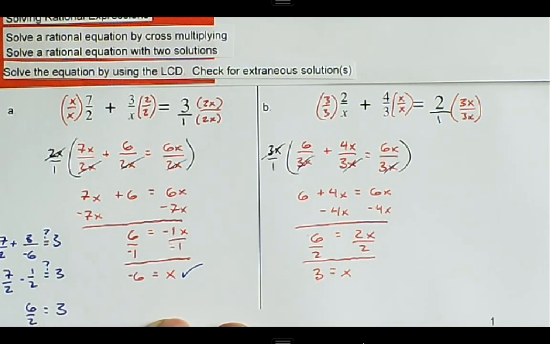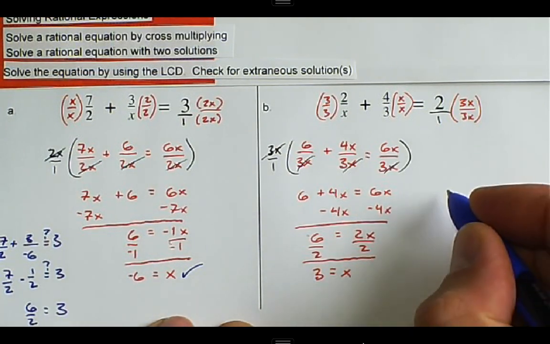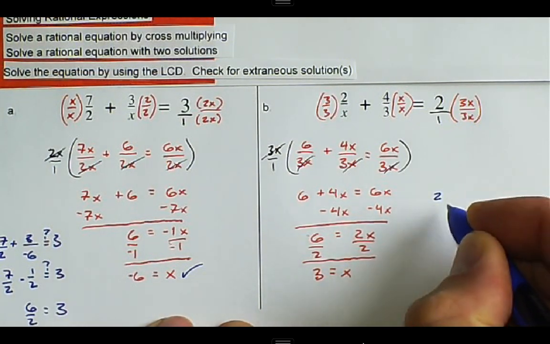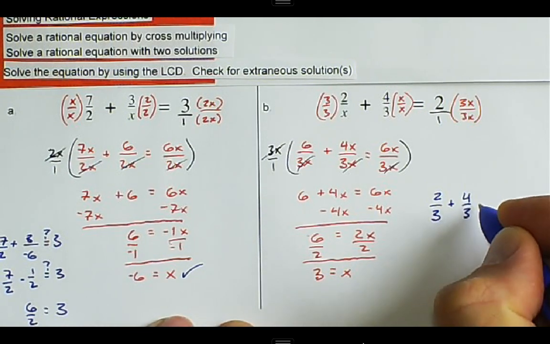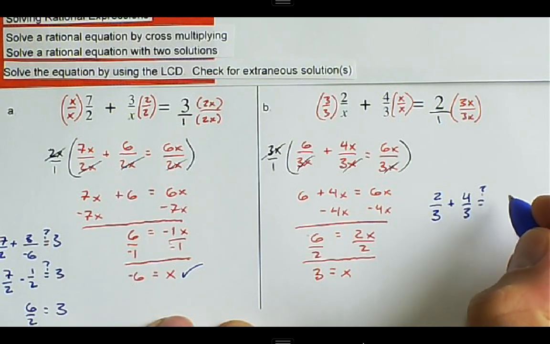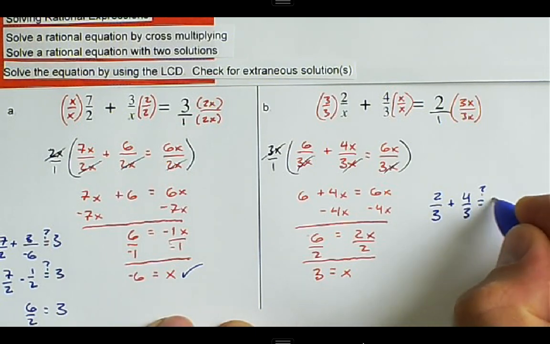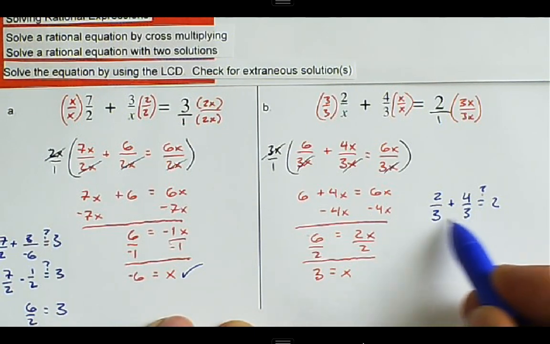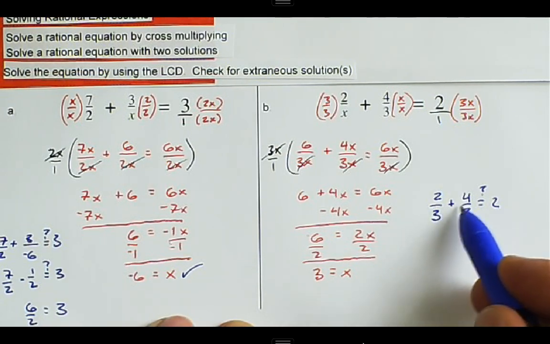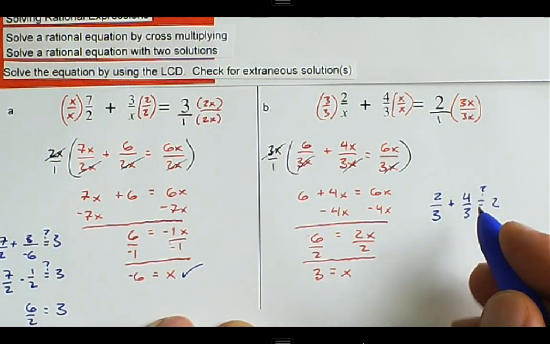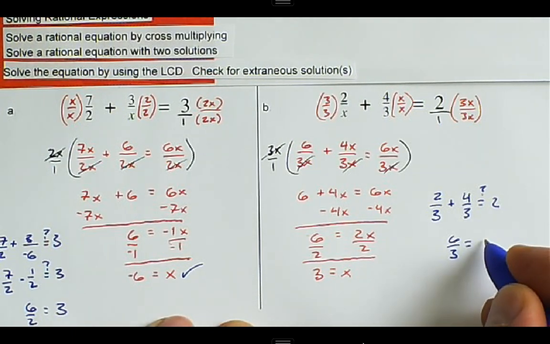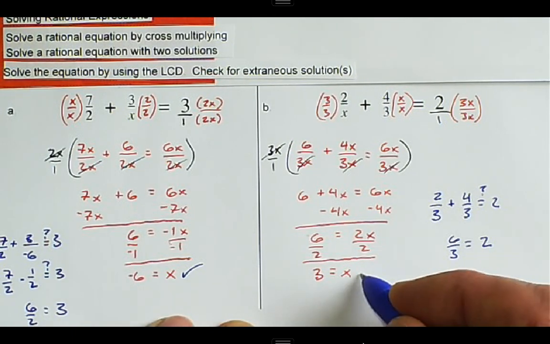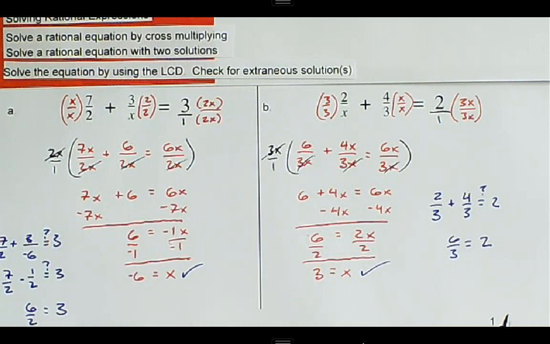And now the last thing, we just need to check to make sure that this will work. And so we'll write over here, 2 over 3 plus 4 over 3 is equal to 2. And we're checking it. So we have the common denominator already. So 2 plus 4 is 6. 6 over 3, 6 divided by 3 is equal to 2. So 3 is equal to x is a solution.